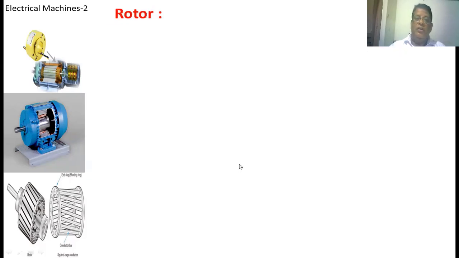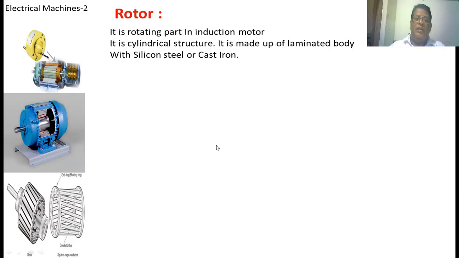Now the rotor. The part which is rotating in nature is nothing but the rotor. It is a cylindrical structure made of a laminated body with silicon steel or cast iron. Again, if you want to reduce the cost of the machine, then you go for cast iron. If cost is not a primary concern, then you select silicon steel.